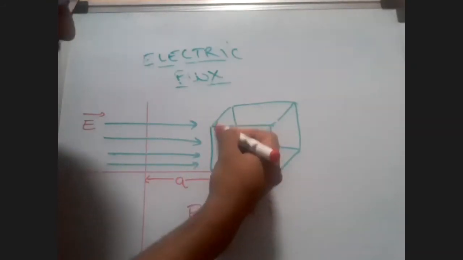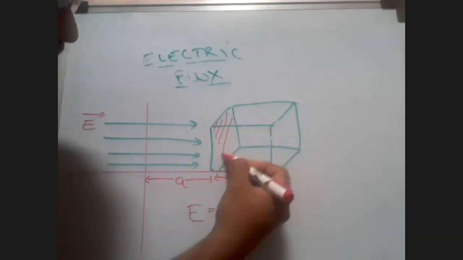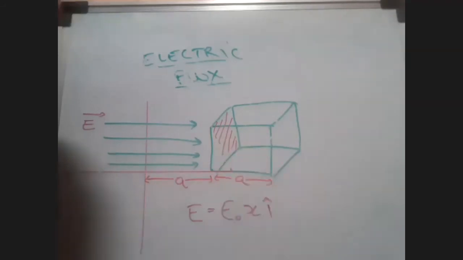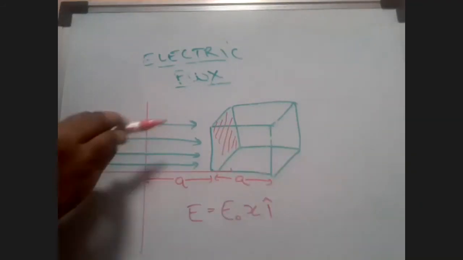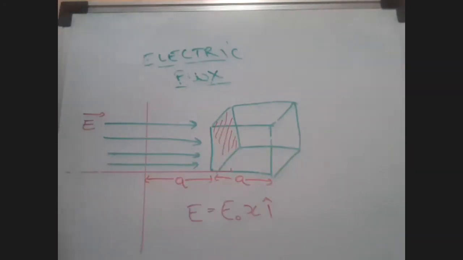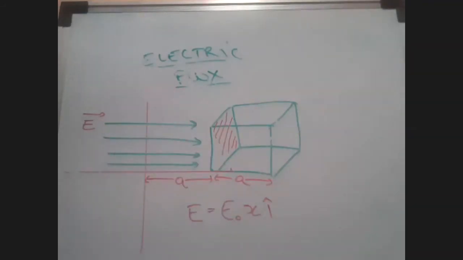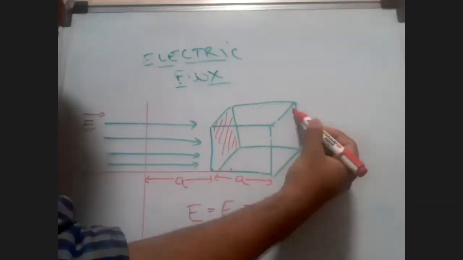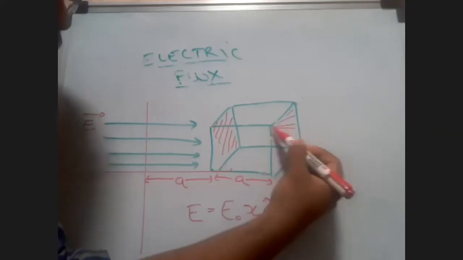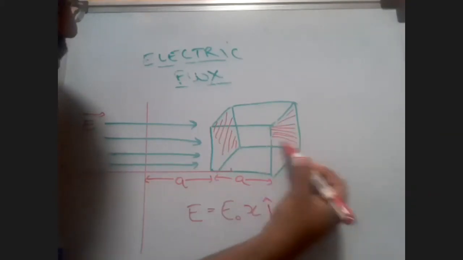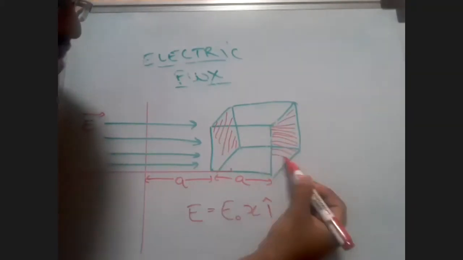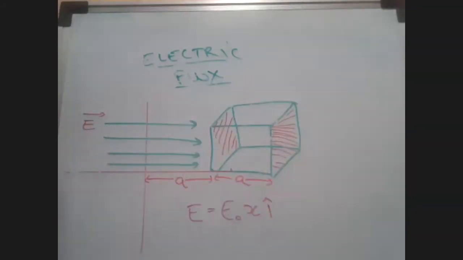I'll just cover it up. See, look, this is surface 1. When electric field lines are passing through this surface, what are you going to get? After the electric field lines pass through surface number 1, they are going to pass through surface number 2. So we have to find the flux for the entire cube. What is going to be the flux through the entire cube?